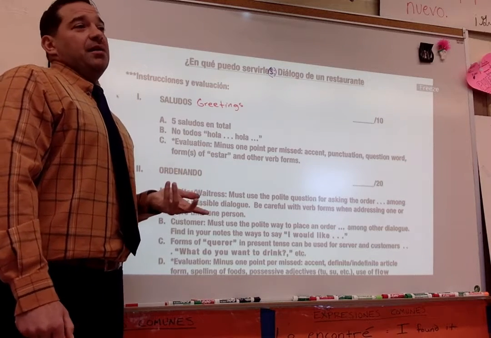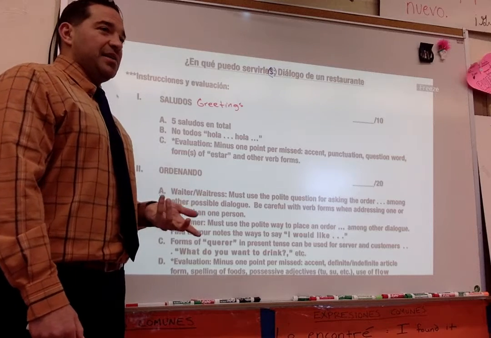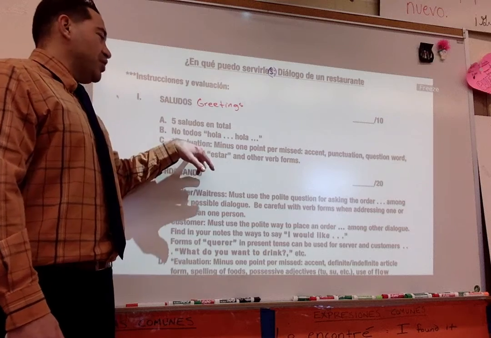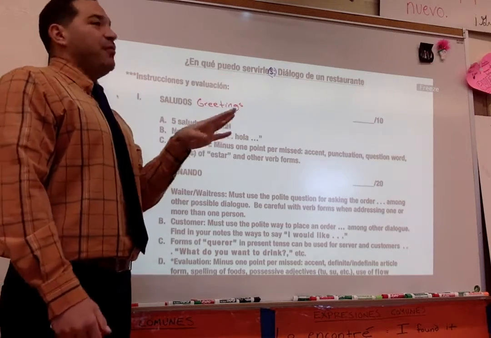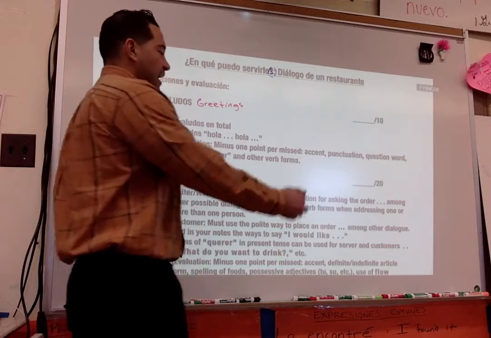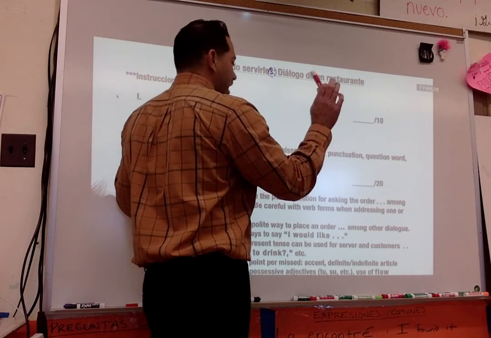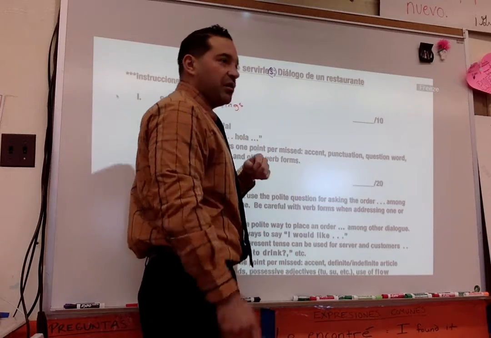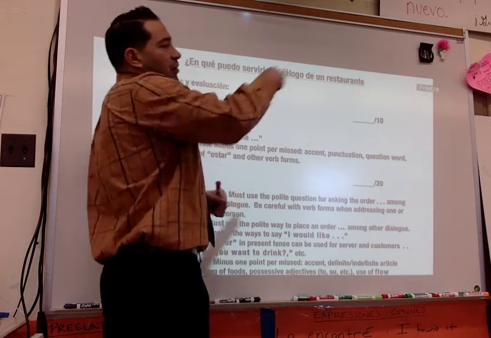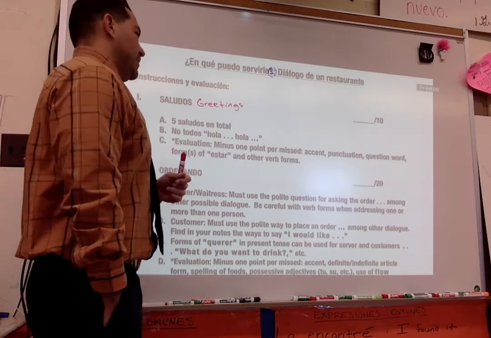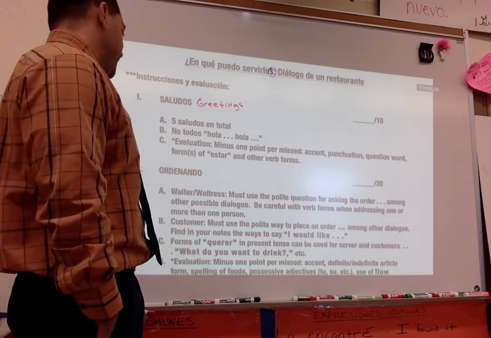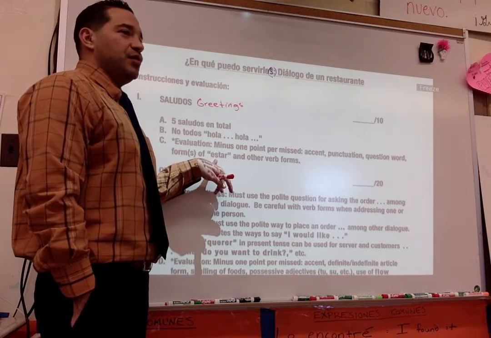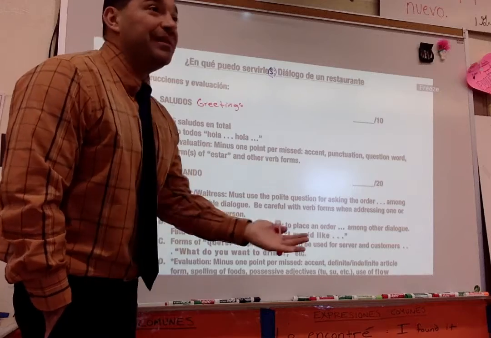The biggest error I get is people not writing accents, being very, very careless. Evaluation: minus one point, not a half point, a whole point for a missed accent. No more half points on accents anymore. Also punctuation, like the upside down question mark, and question words. Like how are you? Your forms of estar. What do I mean by that? Estar is to be. Like, how are you?